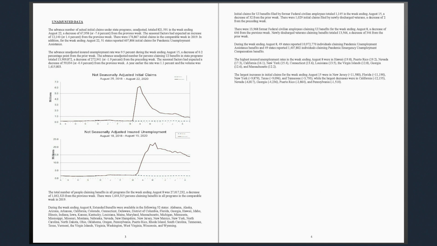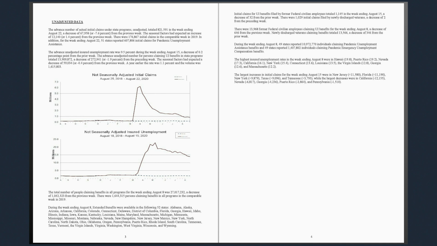The seasonal factors had expected a decrease of 59,034, or minus 0.4%, from the previous week. A year earlier the rate was 1.1% and the volume was 1,615,803. The total number of people claiming benefits in all programs for the week ending August 8 was 27,017,232, a decrease of 1,042,323 from the previous week. There were 1,644,315 persons claiming benefits in all programs in the comparable week in 2019.